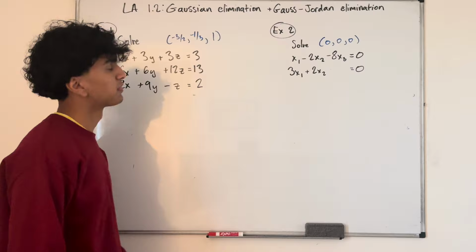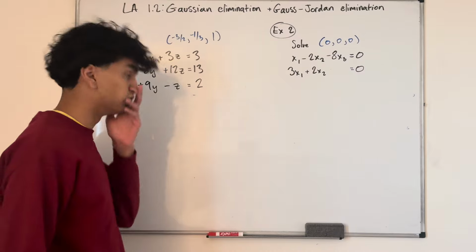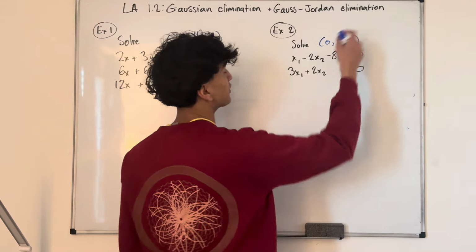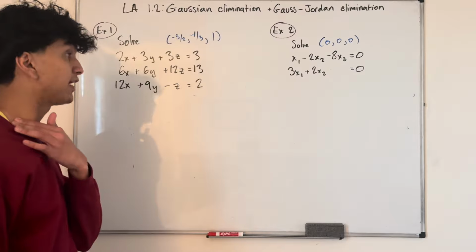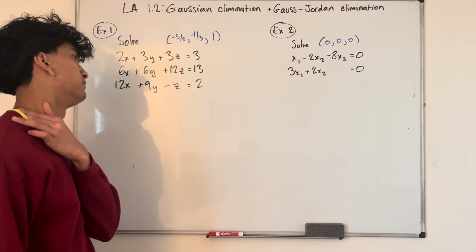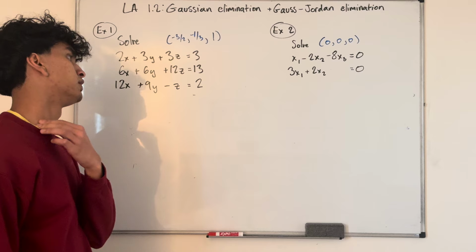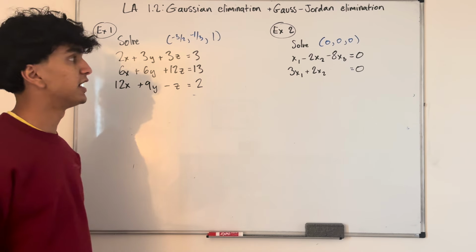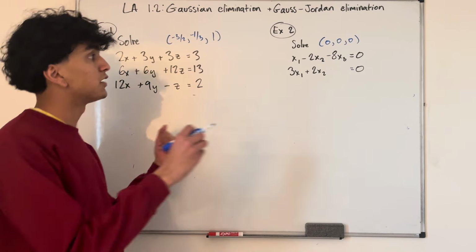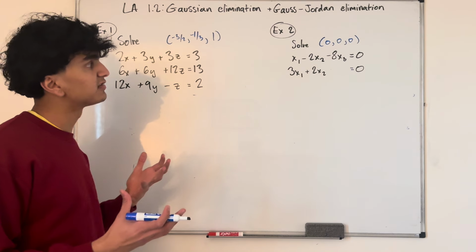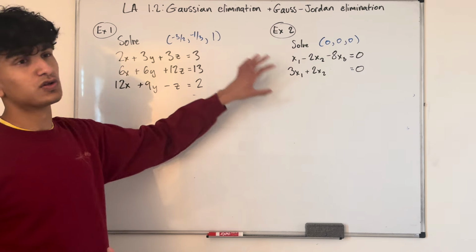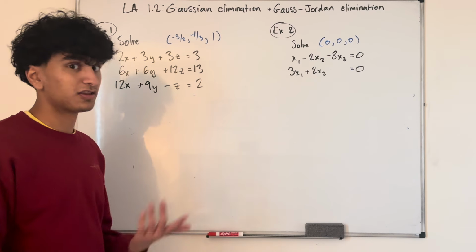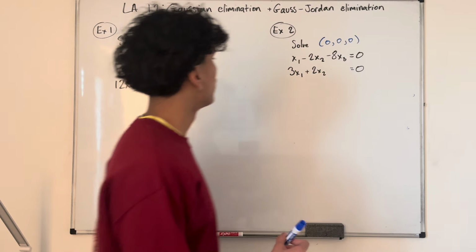But the trivial solution, you can always get a trivial solution, which is going to be 0, 0, 0. What we're going to try to do is find a non-trivial solution. What are some more solutions to this than just 0, 0, 0? Are there any more than one solution? We'll see.